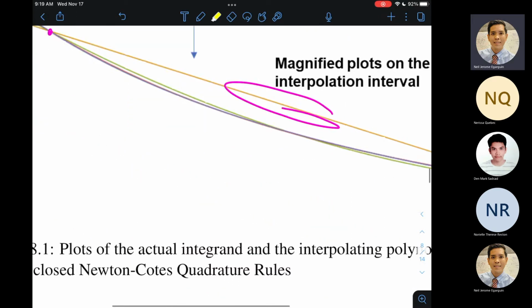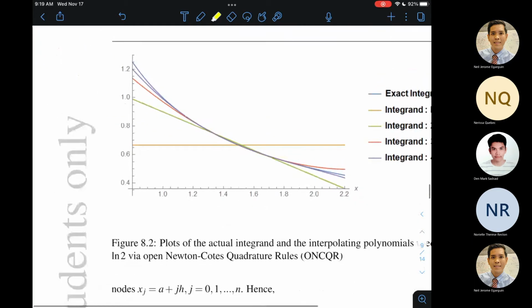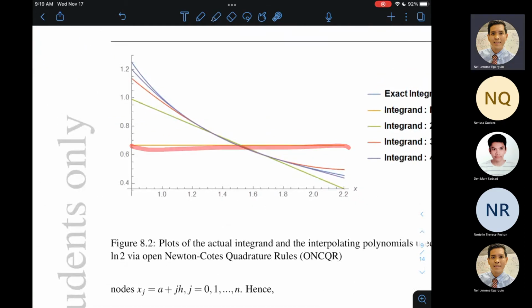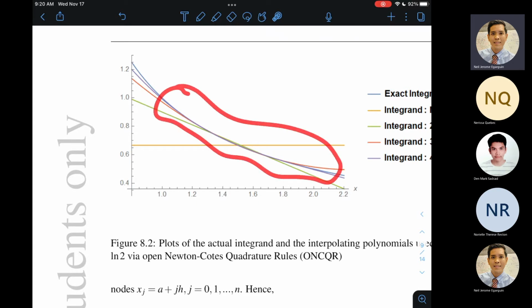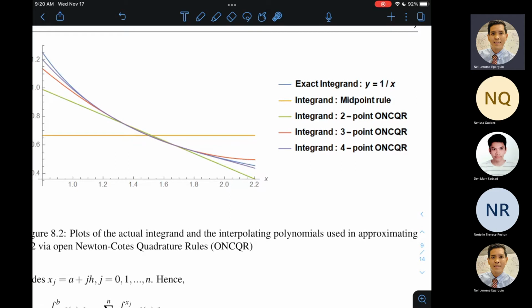Okay? Now, dun naman sa open formulas, ito yung graph. Stand out yung horizontal line. Yung horizontal line, ito yung sa midpoint rule kasi degree 0 interpolating polynomial siya. But the rest ay nandito na. So siya yung para sa 2-point, open Newton-Cotes quadrature rule, 3-point, and 4-point ONCQR. Okay? Tapos kung makikita nyo, halatang halata na ito ay open formulas. Kasi tingnan nyo sa 1, when x is 1, and x is 2, sila yung endpoints ng integral, hindi nag-overlap yung mga graphs or hindi nag-intersect yung graph ng mga integrands. Kasi nga ang usapan, hindi naman kasama si A at saka si B sa interpolatory abscissas. So kaya hindi natin in-expect na mag-intersect yung mga yan kay f of 1 at saka kay f of 2.